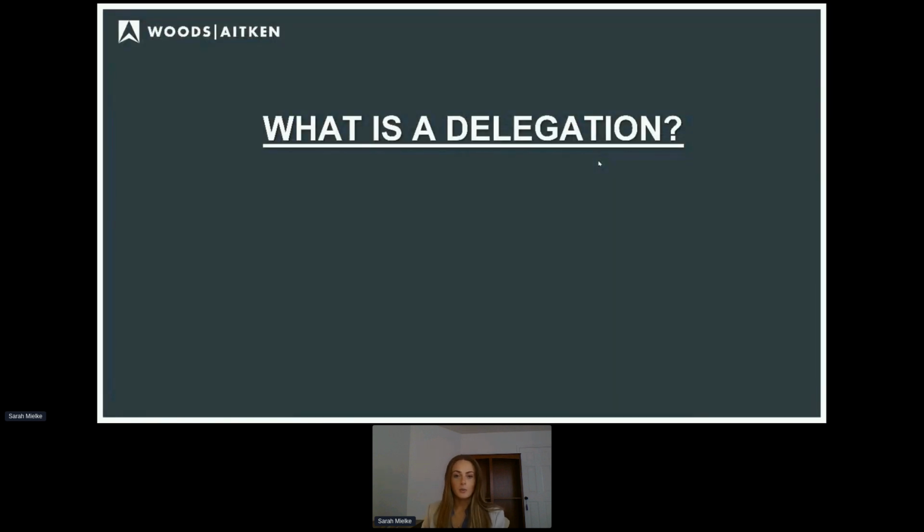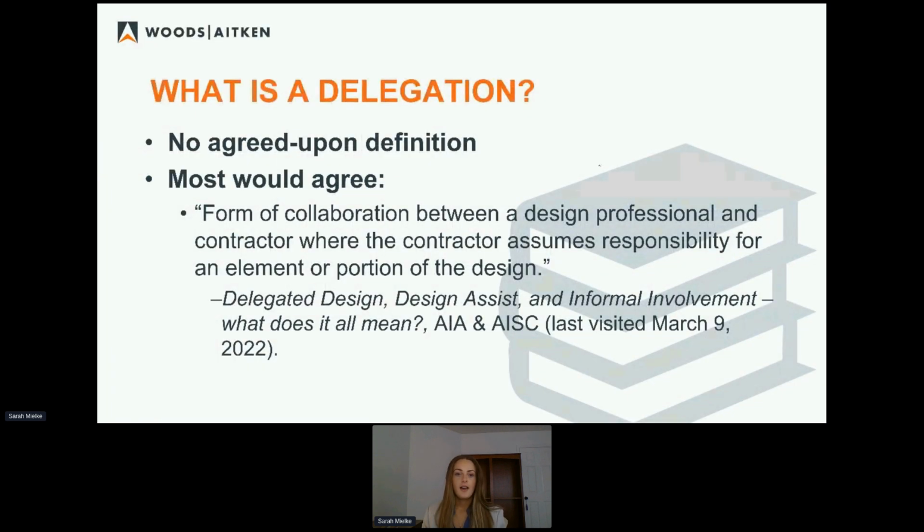So first, what is a delegation? It's interesting. There's actually no agreed upon definition in the construction industry. A lot of academics have taken a stab at trying to wrap this all up and make it all sound pretty. The reality is different trades and different professions view design delegation differently. So that does make it a lot more difficult when you're trying to understand how liability can come of it.